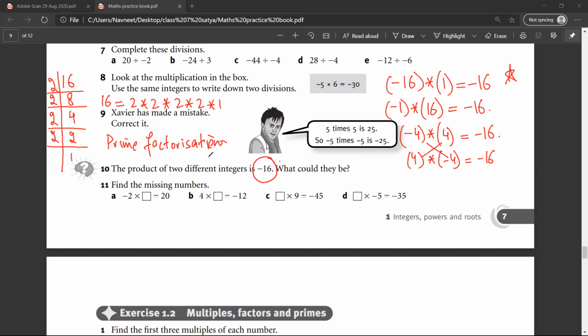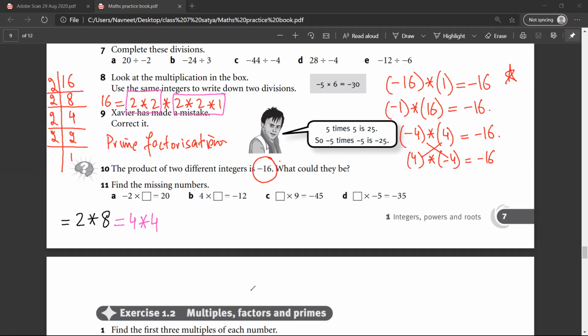Now see what I'll do. I can take 2 and I can take this number. So I can have 2 into 8. Have you understood what I've done? Okay, I understood. The second combination that I can make is 4 into 4, which is another combination. Yes, sir.